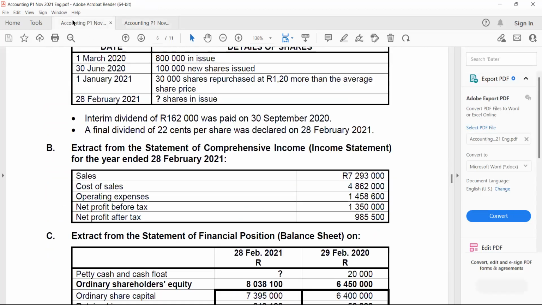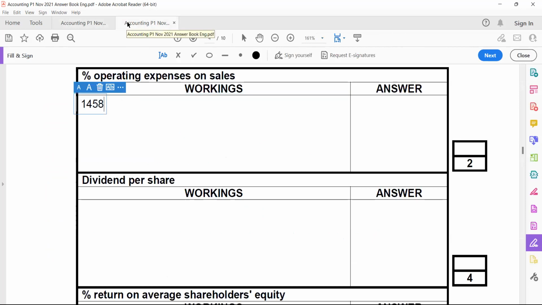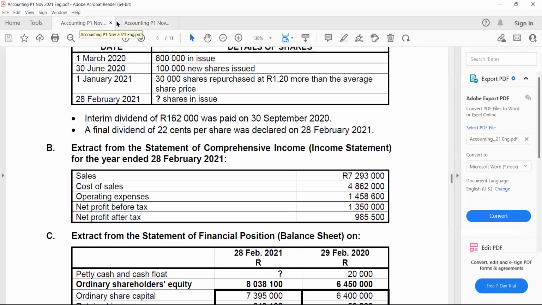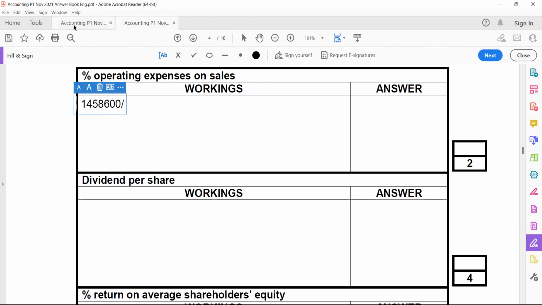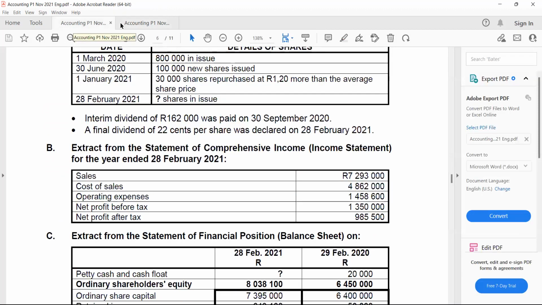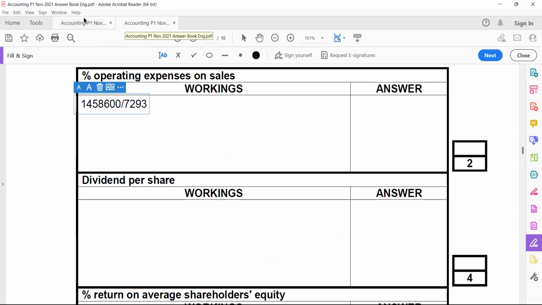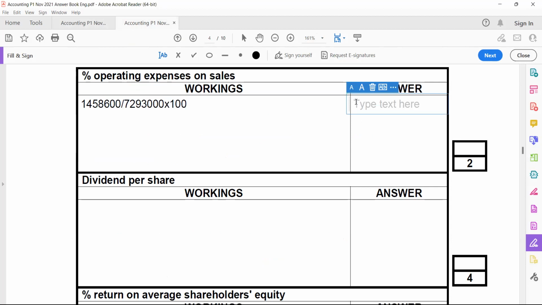So you don't need to put down the formulas. You can go straight to the working. So it's 1,458,600, which is operating expenses, divided by sales of 7,293,000. And then you say multiply by 100. Because it's a percentage, make sure your answer is in percentages. So 20%.